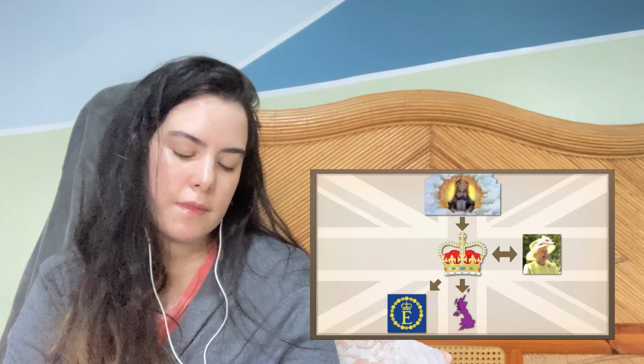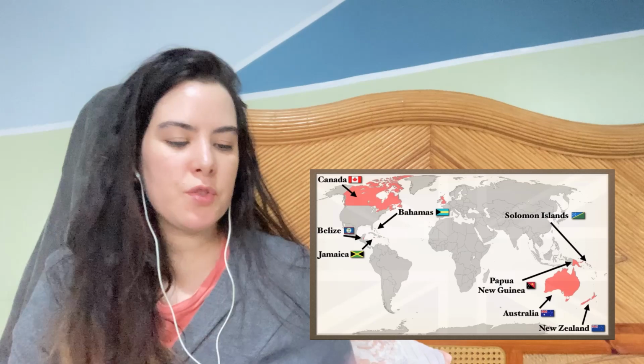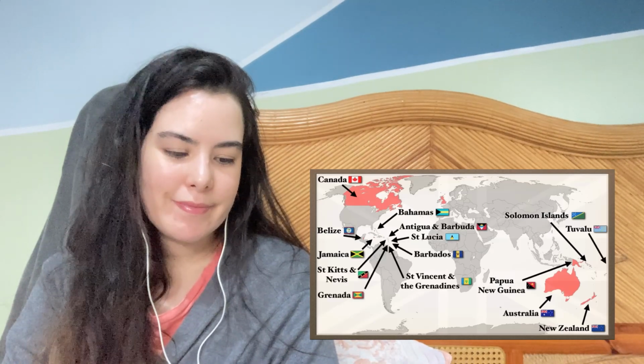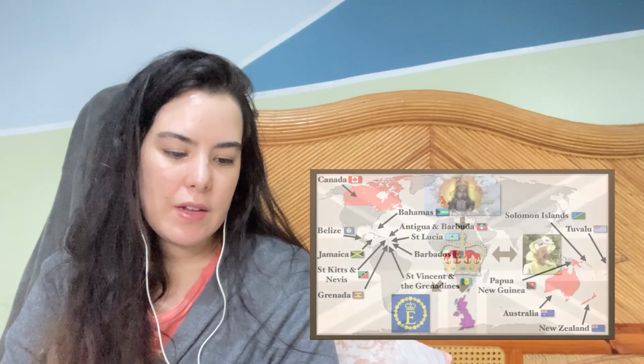The former colonies that gained their independence through diplomacy and continue to recognize the authority of the crown are known as the Commonwealth realm. They are, in decreasing order of population, Canada, Australia, Papua New Guinea, New Zealand, Jamaica, the Solomon Islands, Belize, the Bahamas, Barbados, St. Lucia, St. Vincent and the Grenadines, Grenada, Antigua and Barbuda, St. Kitts and Nevis, and Tuvalu. All are independent nations, but still recognize the monarchy as the head of state, even though it has little real power within their borders.